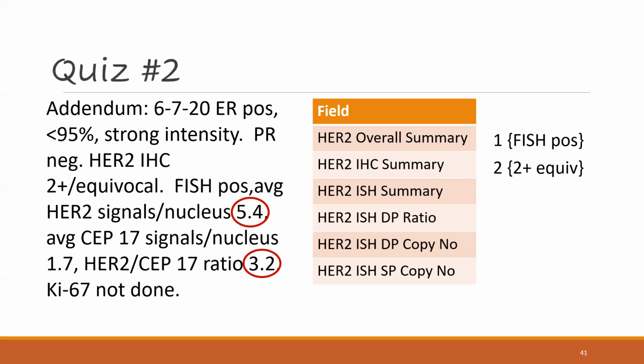The HER2 ISH summary, even though it's positive, the FISH is positive, it's a different code. So don't think that your HER2 overall summary and your HER2 ISH summary codes are going to be identical. Be careful with that. The ratio for our dual probe is 3.2, and our HER2 copy number is 5.4. And then we don't have a single probe copy number.